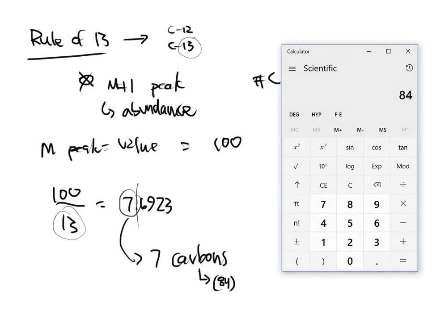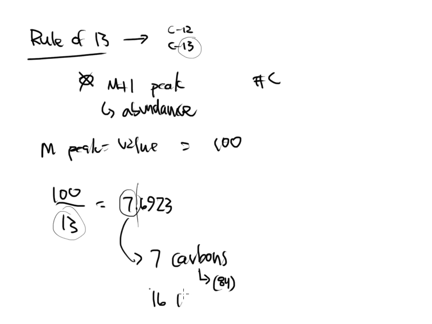Well, we know that the total is going to be 100. So I'm going to take 100 and subtract the 84 that came from the 7 carbons that I just determined. And that gives me 16. What does that 16 represent? Well, that 16 represents the number of hydrogens. Again, we're assuming hydrocarbon here. All carbon, all hydrogen.